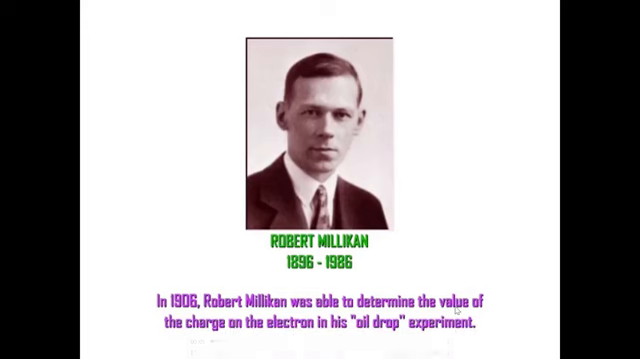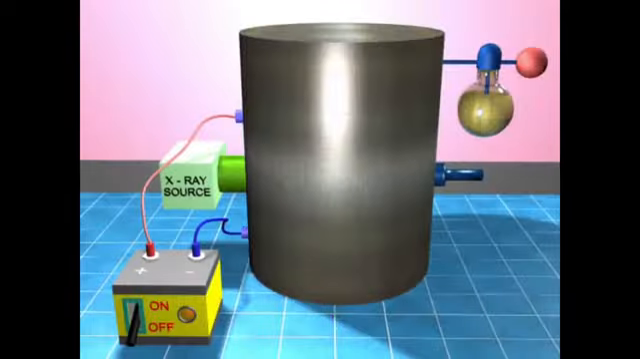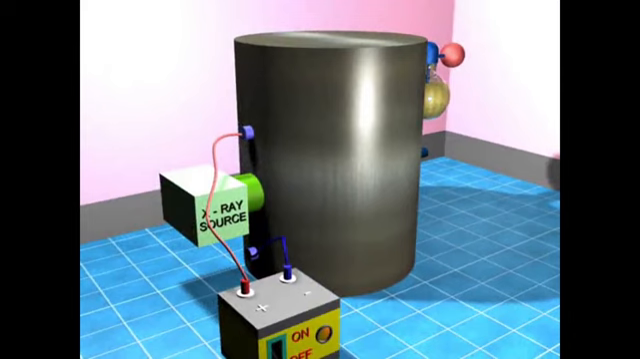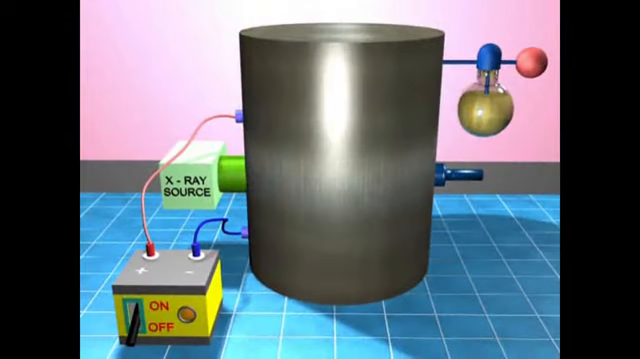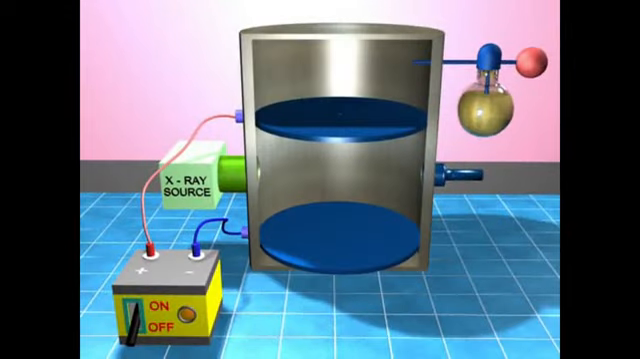In 1906, Robert Millikan was able to determine the value of the charge on the electron in his oil drop experiment. A schematic of his experiment is shown here. It has an X-ray source placed over here and a high DC voltage source over here, capable of providing potential difference ranging up to 10,000 volts. Over here is an atomizer for spraying oil into tiny droplets, and a telescope over here to view the oil drop. Now let us see what we have inside this container.